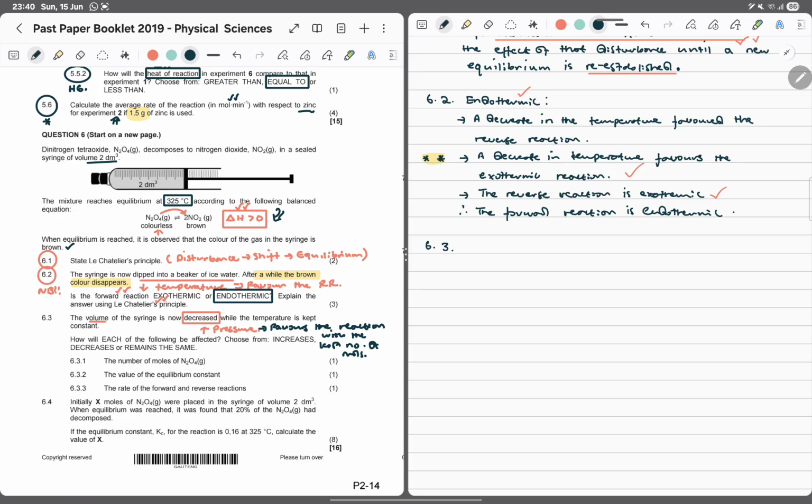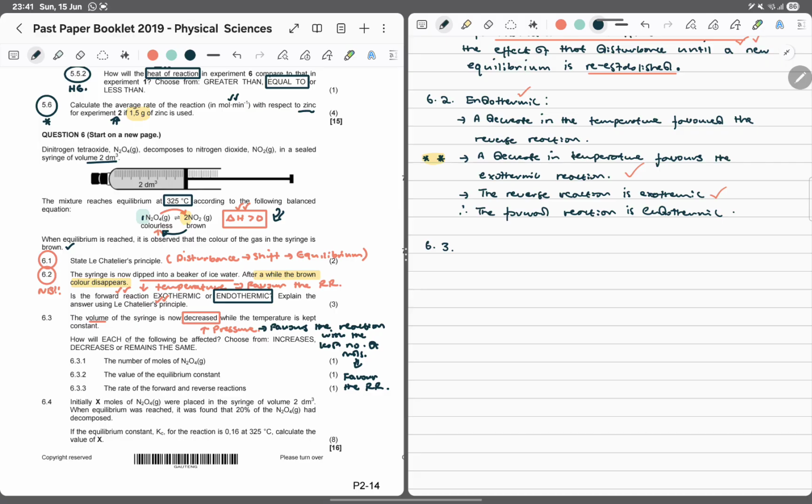Now we will see that if we increase pressure here, which one has the least number of moles? This is 2 against 1. Can you see? This is 2 against an invisible 1 over here. So this means we will favor the reverse reaction as well. All right, so this is very important. So in essence here, we will favor the reverse reaction.